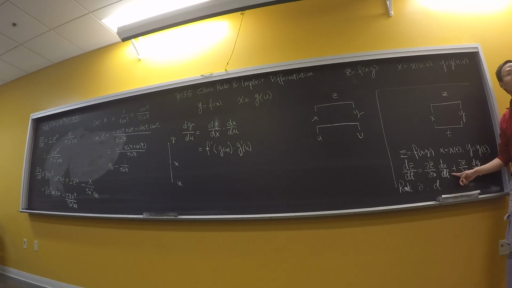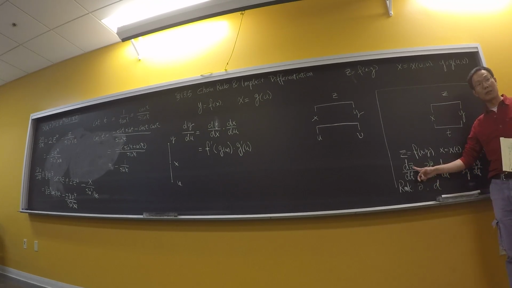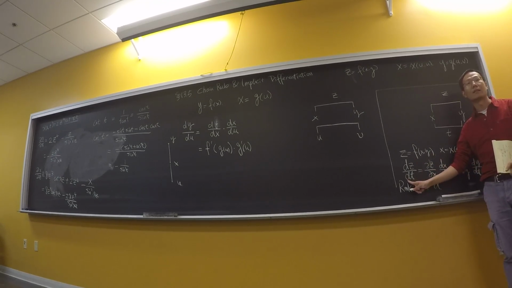Similarly, if I'm looking at the dependence relation between z and y, then z cannot be completely determined by y. I have to have the other variable x. That's why I'm using a partial sign right here. And y is completely determined by t, so that's why I'm using a d right here. And when you combine them together, z will be completely determined by t if you eliminate x and y. That's why we're getting a d right here.